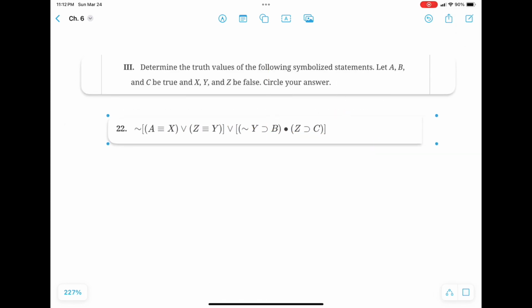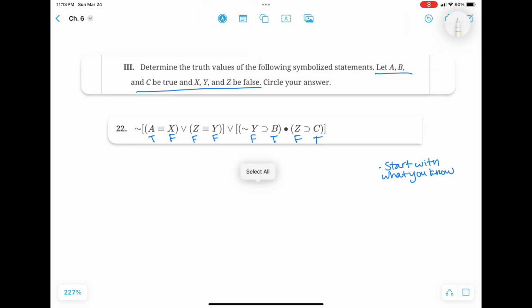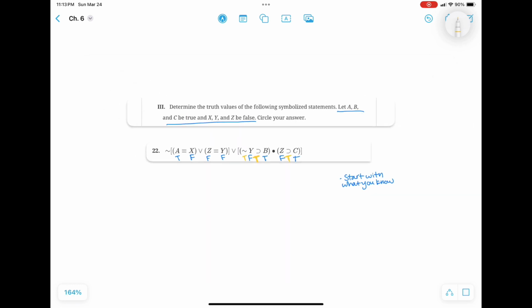So we always want to start with what we know. Here we're given that A, B, and C are true, X, Y, and Z are false. So I'm going to start by labeling each instance of A, B, and C with a T, and each instance of X, Y, and Z with an F. Then I'm going to go through each connective, starting with negation, the negations that are inside parentheses. So this not Y here in the middle, since Y is false, I know not Y is true. Since not Y is true and B is true, then that conditional there is true.